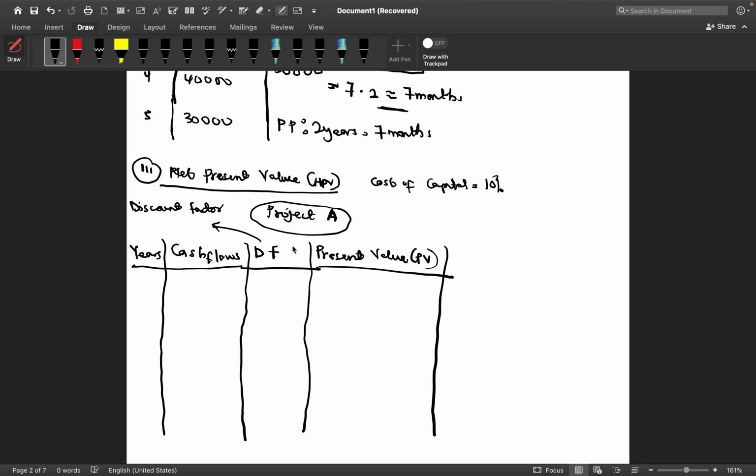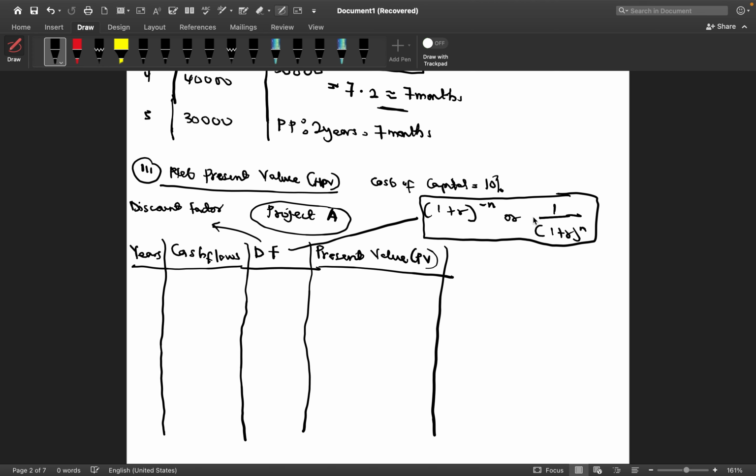Now with the discount factor, what is discount factor? The formula is 1 plus R exponent negative n. Either you use this or use 1 over 1 plus R to the n. Any of them is accepted. You can use any of them to solve the discount factor. The R in the question stands for the cost of capital, which is the rate. And the N stands for time, or number of years.